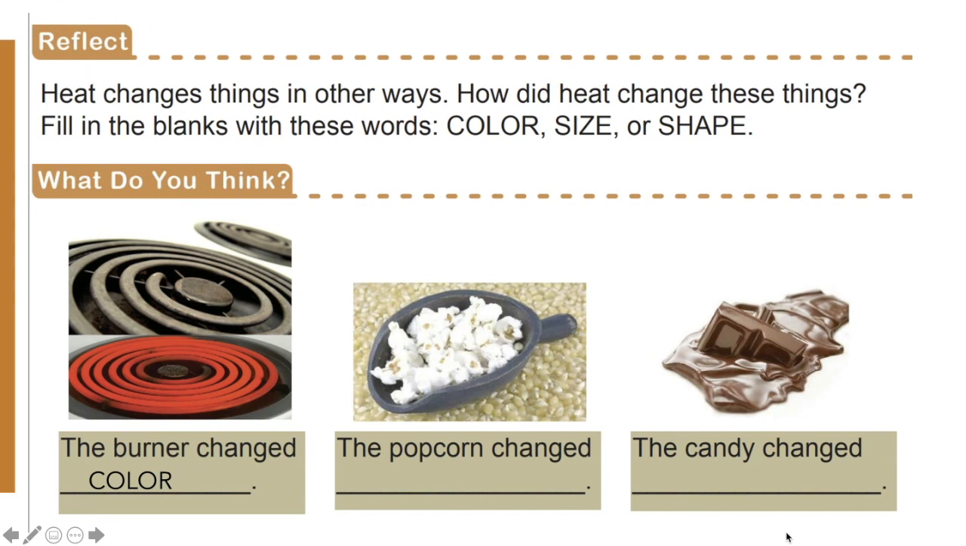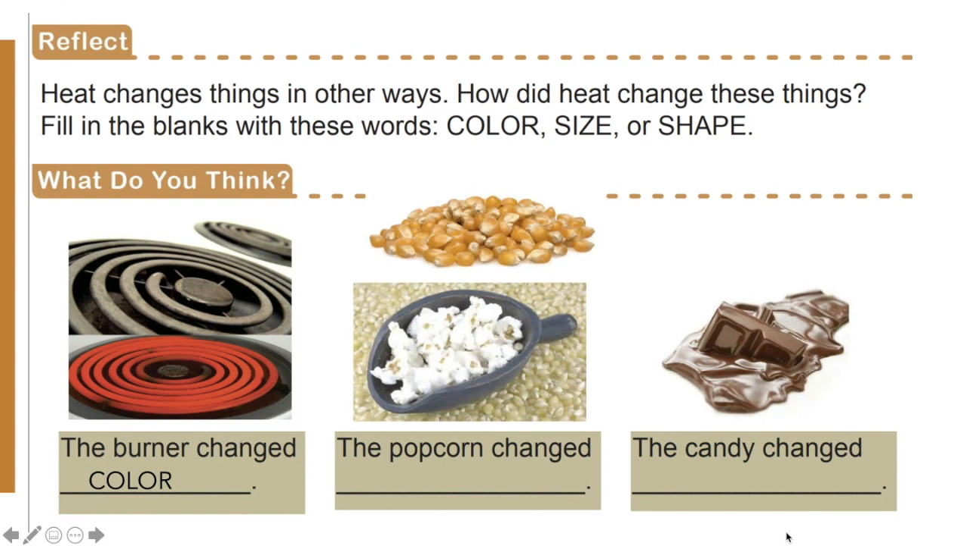What about this popcorn? How did the popcorn change? To help you, this is a picture of popcorn kernels before we add heat and they are popped. So did it change color, size, or shape? This was a tricky question. It actually changed all three. It was a kind of orange color, now it's white. The size changed because they popped open and they're bigger. And of course the shape changed as well. They changed from an oval, kind of like a teardrop, to popcorn.